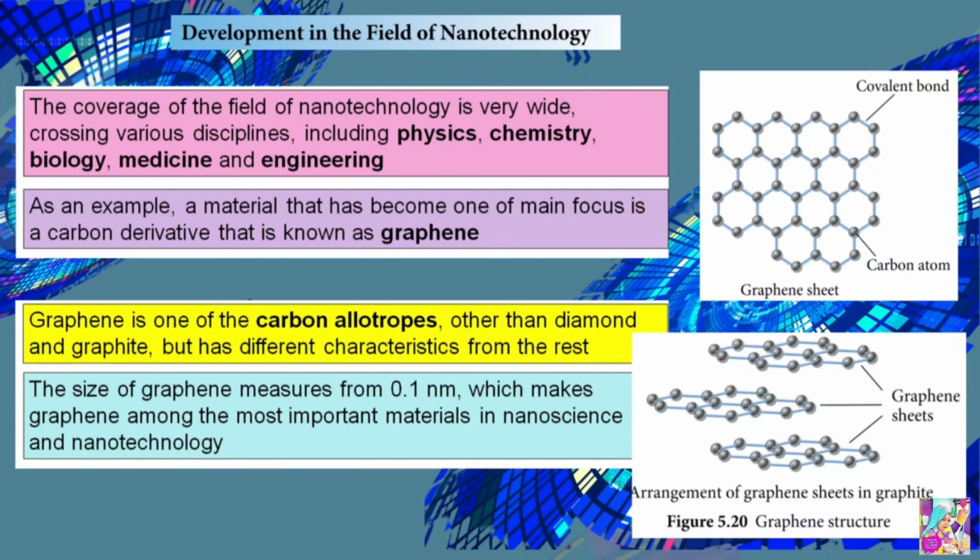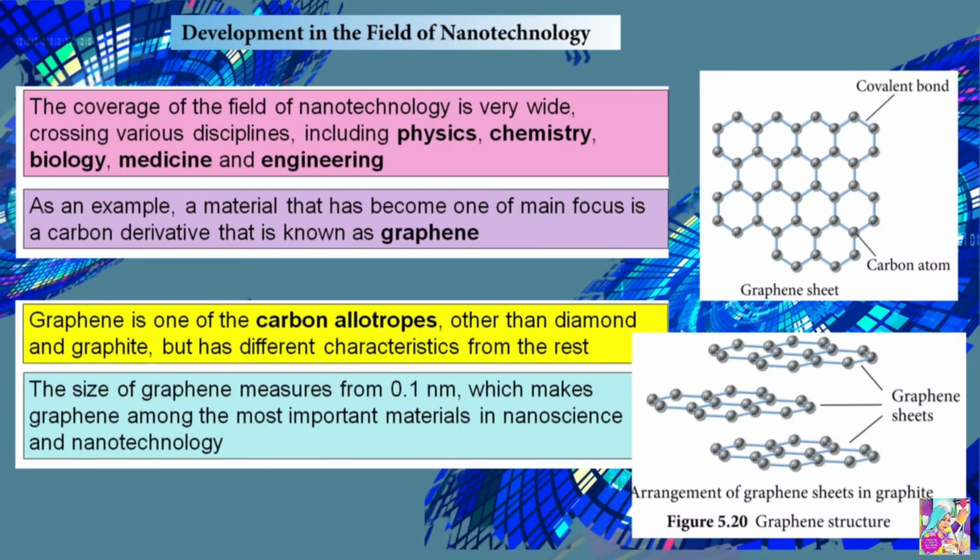Then this continues throughout an entire sheet of atoms. The bonding structure of graphene here can be viewed as a hexagonal pattern. You can see we have the hexagon pattern inside the graphene sheets.